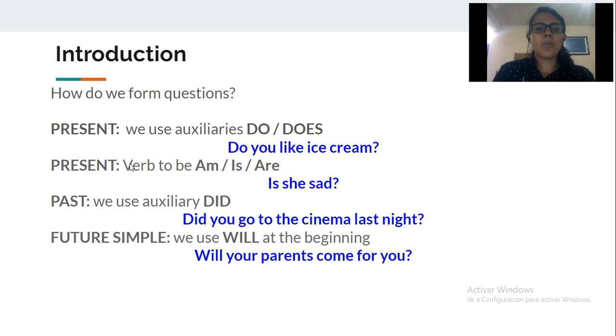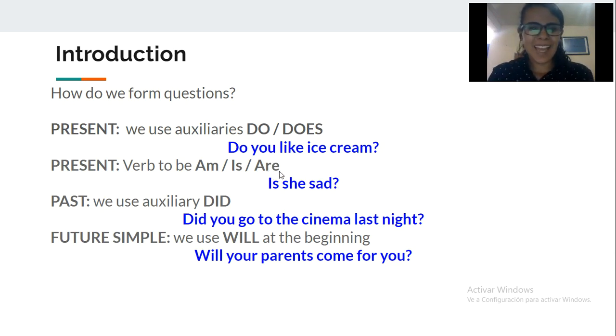Okay, and then we have also questions with the verb to be that are in present, the same. Okay, but the verb to be is a little bit different. The verb to be does not need an auxiliary. The verb to be, what you have to do is to change the order or swap it. Okay, first you need to put the verb and then the subject and then the complement. Okay, for example, is she sad? Or are you sad? Am I crazy?